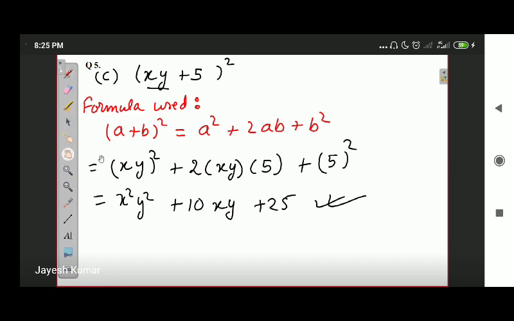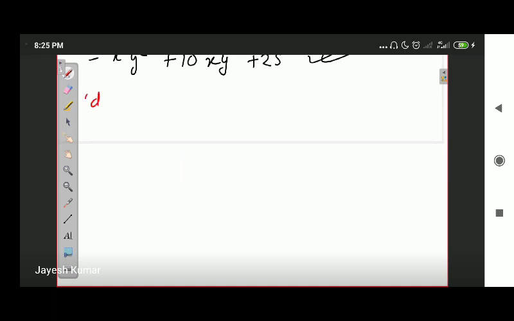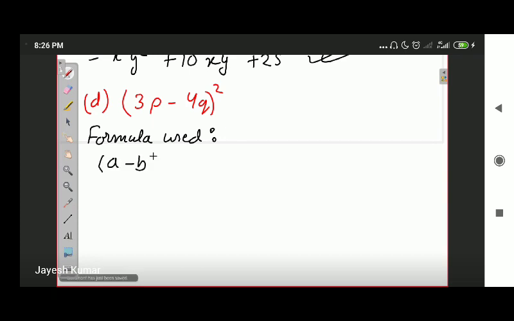In D part, the formula that is being applied here is (a - b) whole square. D part is (3p - 4q) whole square. Okay, so the formula used here is (a - b) whole square. Why minus? Because the sign in between the terms is negative. The expansion of this formula was a square minus 2ab plus b square. So we just have to substitute the values of a and b.